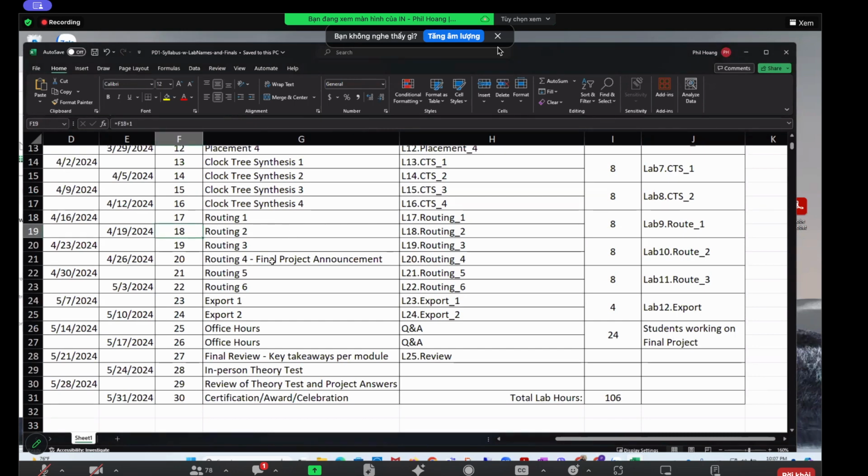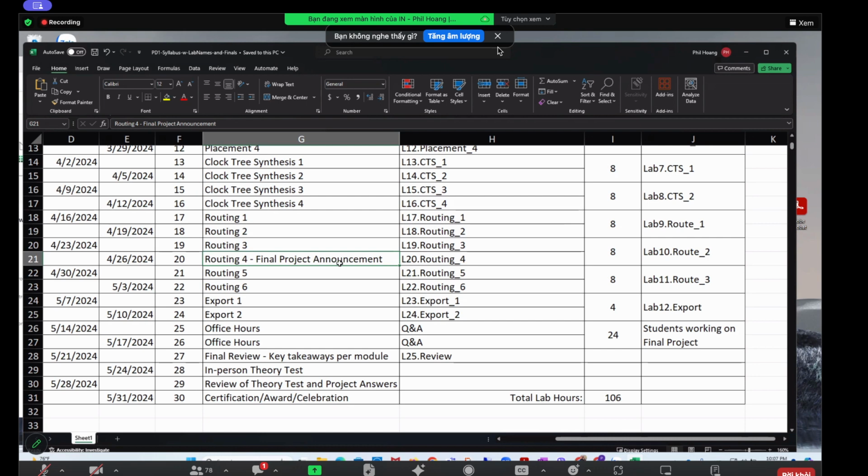Thì ngày 26, tức là cuối tuần sau, thứ sáu tuần sau, mình sẽ có chi tiết về dự án cuối cùng. Vào thời điểm này mọi người sẽ biết dự án sẽ về cái gì và cần làm những gì.